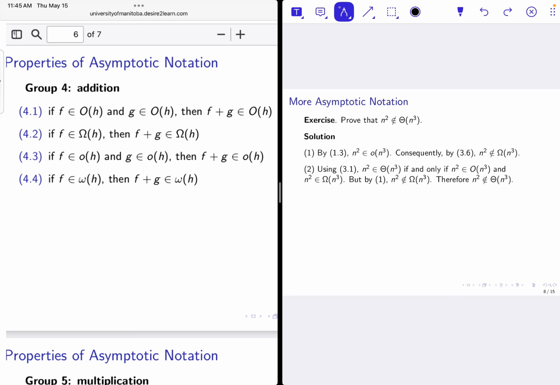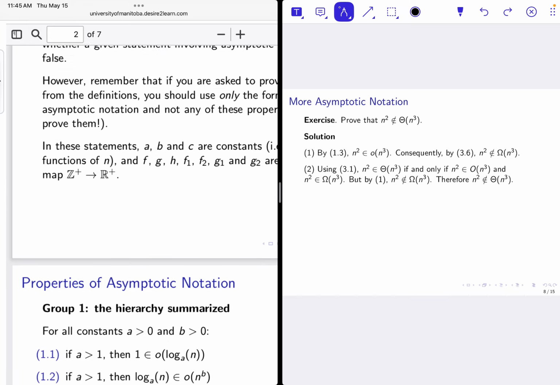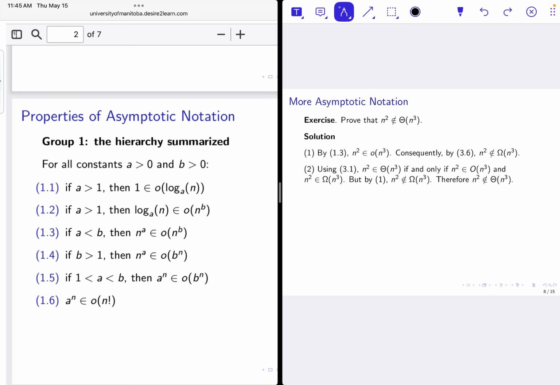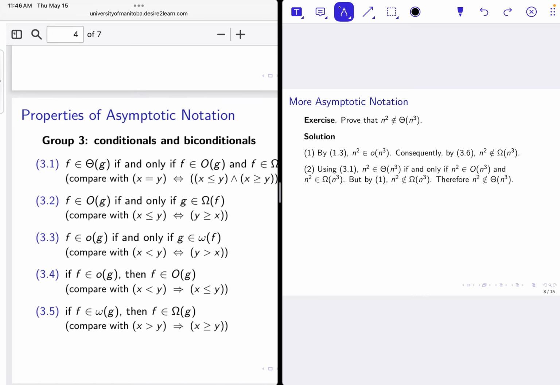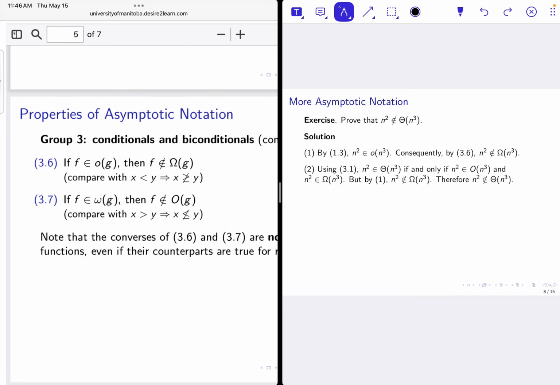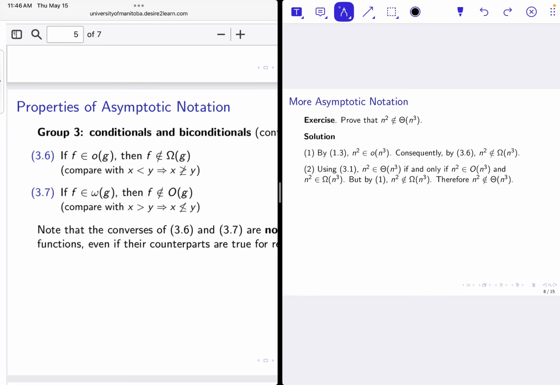Now we're going to show that n squared is not in big theta of n cubed. So we're going to use that bit of the hierarchy of functions again. We know that n squared is in little o of n cubed. And then if you use 3.6, that tells us it's not in big omega.